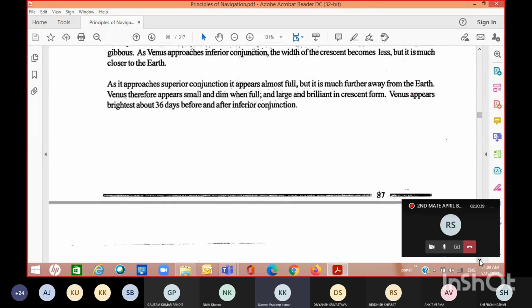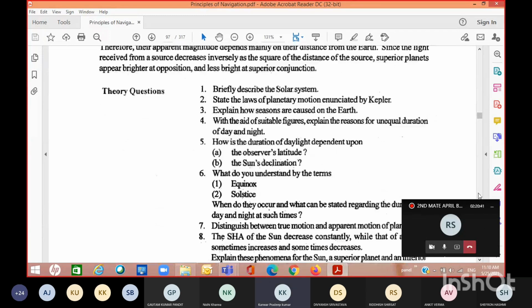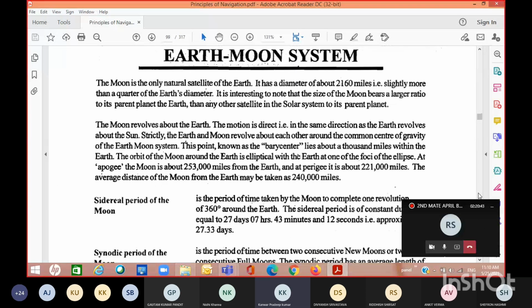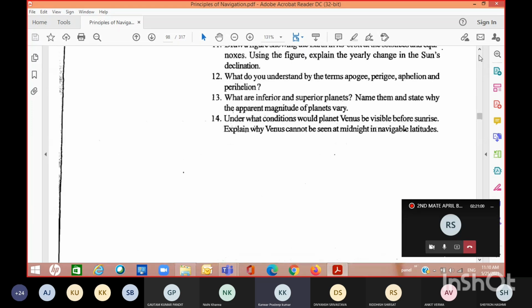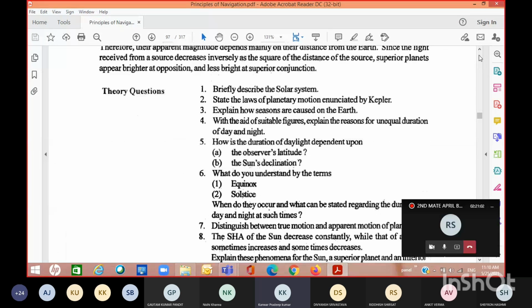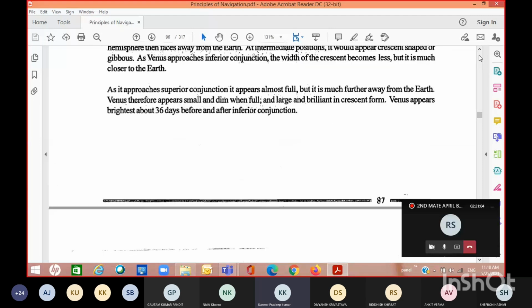Again, this is another homework for you, but I will try and explain something now. So Thursday, next class, after explaining Venus as a morning and evening star, I will start the Earth Moon system. These topics are a bit awkward, so if you read this and come, it will be better. You can understand better because the Moon is a very complicated heavenly body.